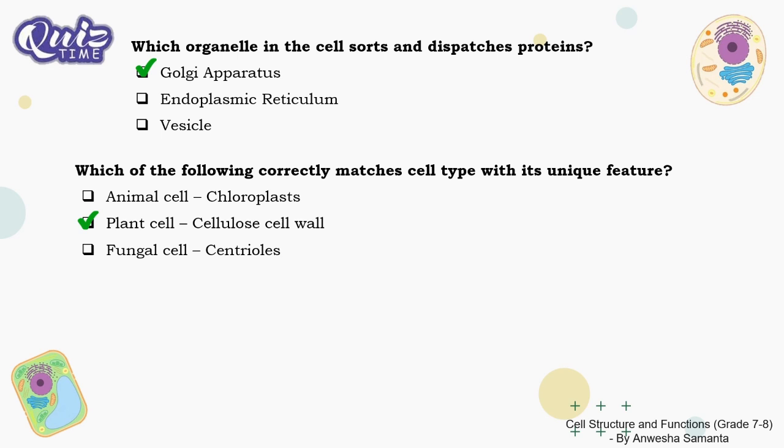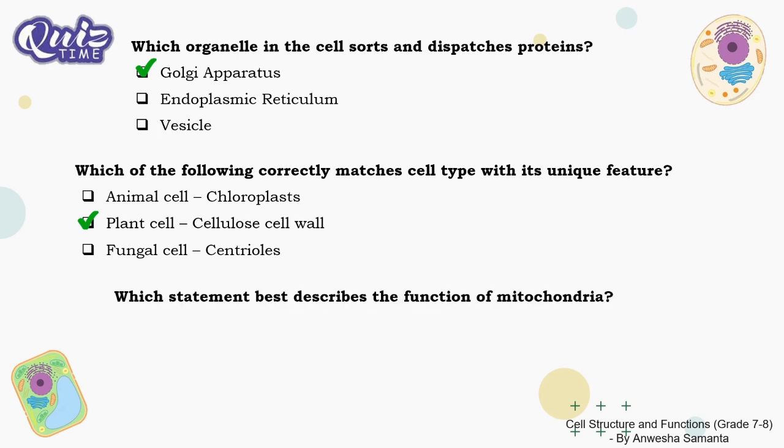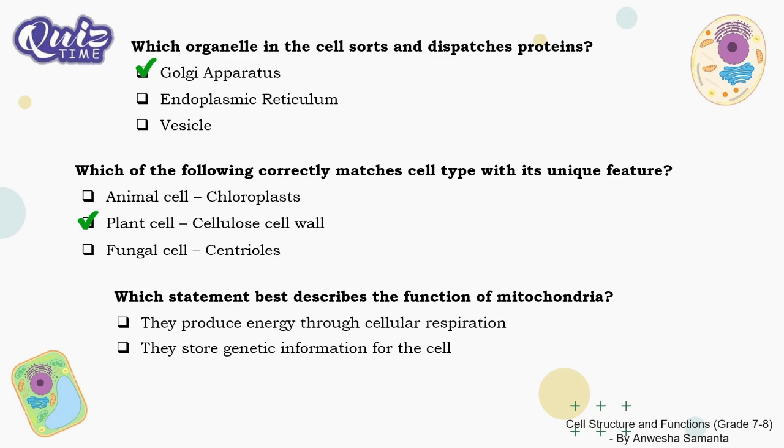Now the last question. Which statement best describes the function of mitochondria? They produce energy through cellular respiration. They store genetic information for the cell. They synthesize proteins for the cell. Yes, the correct answer is they produce energy through cellular respiration.